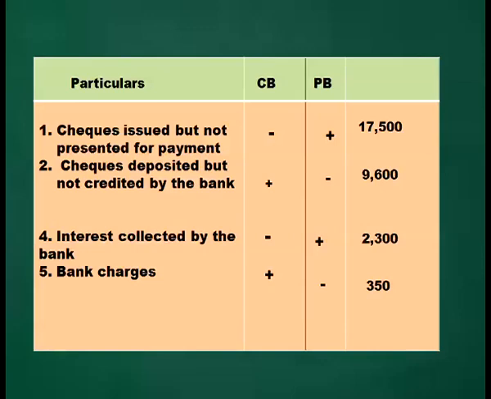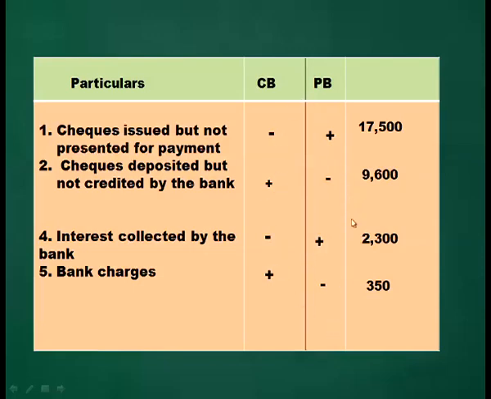So, in the rough sheet, particulars column, cash book column, passbook column. Check issued but not presented for payment. Cash book column will show a minus sign because you are giving the check, you know that. But they have not presented for payment, so in the passbook plus sign 17,500. Check deposited but not credited by the bank. Cash book plus and passbook minus. Interest collected by the bank. Passbook plus. Cash book minus. Bank charges. Bank is deducting that amount. Minus in the passbook and plus in the cash book. 350 rupees.